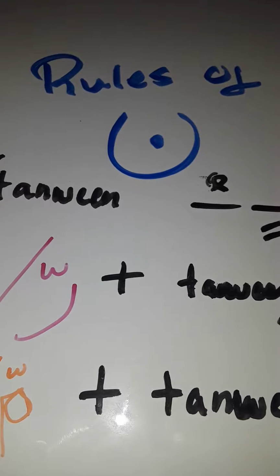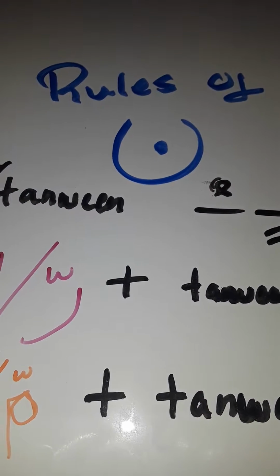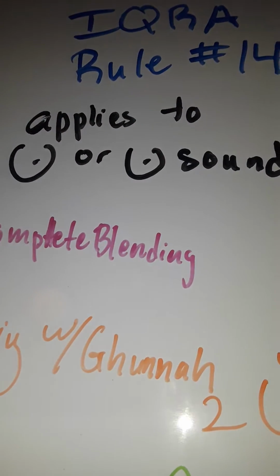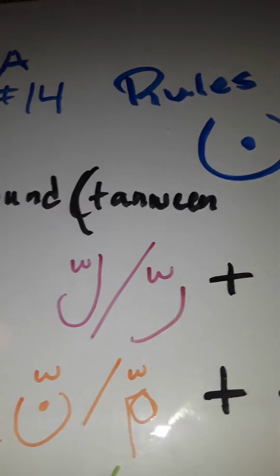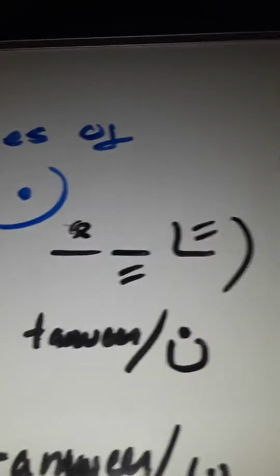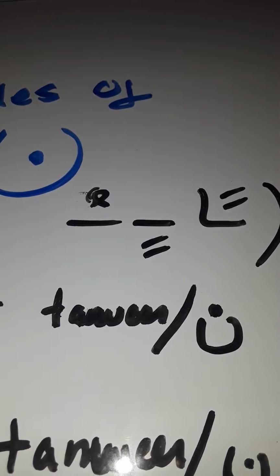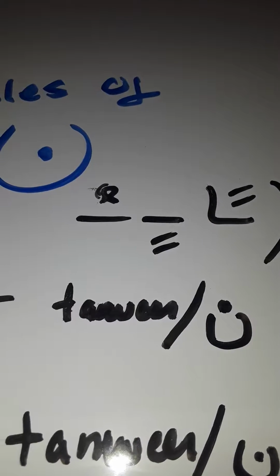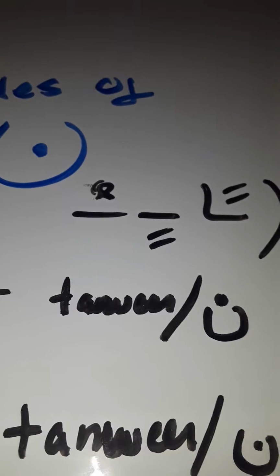The rules of Noon, there are many of them, but they're pretty simple once you break them down. They apply to, at the end of the word, if you have the actual Noon letter or a Noon sound, which would be Tanween. Tanween looks like this, by the way. This is how it normally looks. If it looks different than that, that means it's a sign that something is up. So we're going to get into what that is exactly.